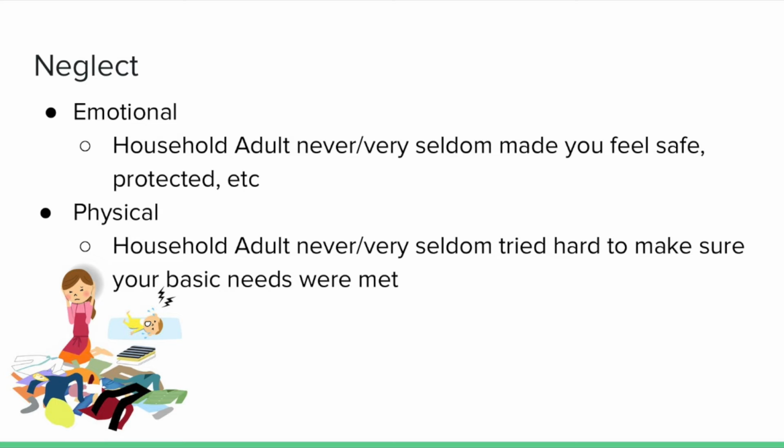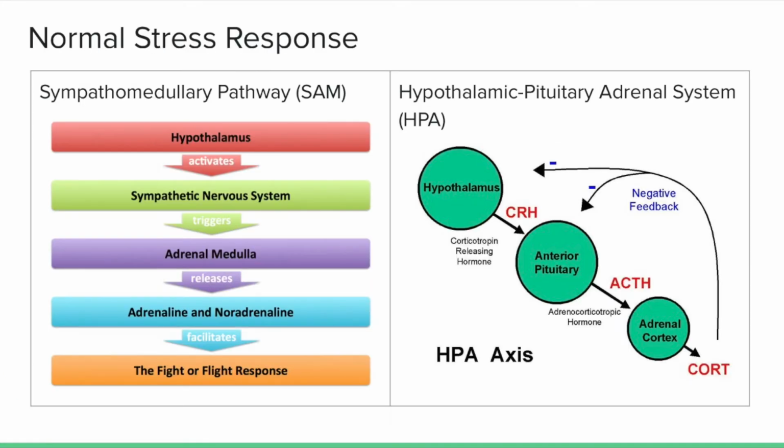If an adult is physically neglectful, they never or very seldom make an effort to meet a child's most basic needs, like food, clothing, and shelter. Stress is a normal emotion for children to feel. The two primary responses to stress are the sympathomedullary pathway, also referred to as SAM, and the hypothalamic pituitary adrenal system, referred to as HPA.